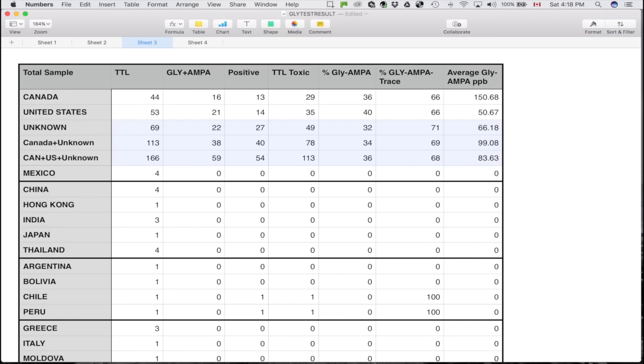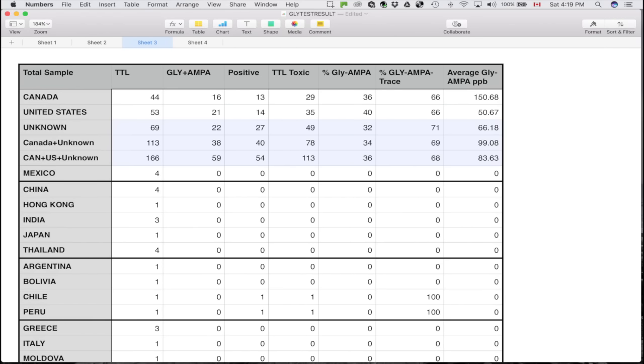So in case the samples are all mixed up and it is not easy to distinguish food from Canada and USA, following very similar practices, then we can club all of them together, Canada, USA, and unknown, and then it will be 166 samples, out of which 36% have a known amount, 68% have some amount of glyphosate, and the average figure would be 83.63 parts per billion.